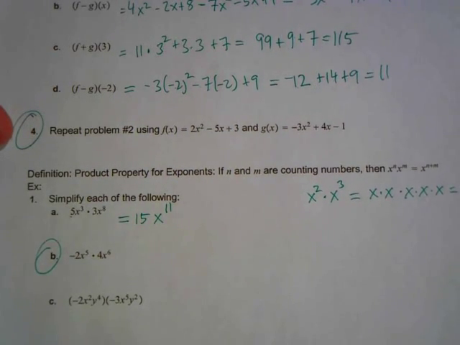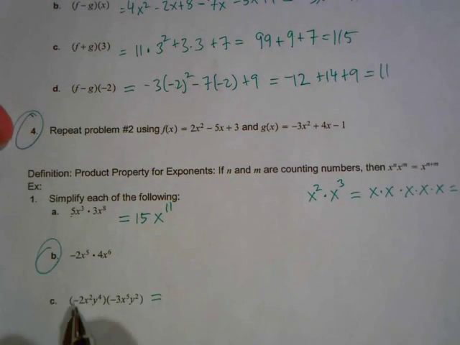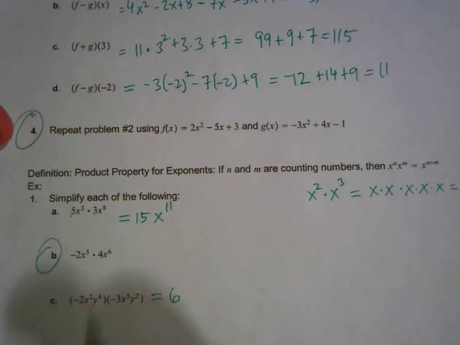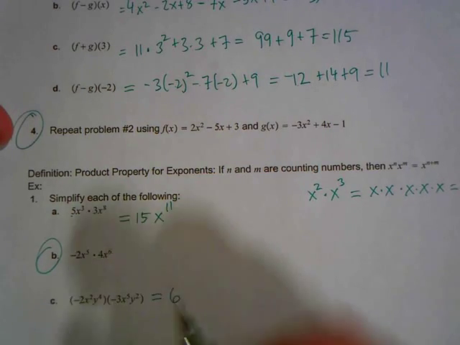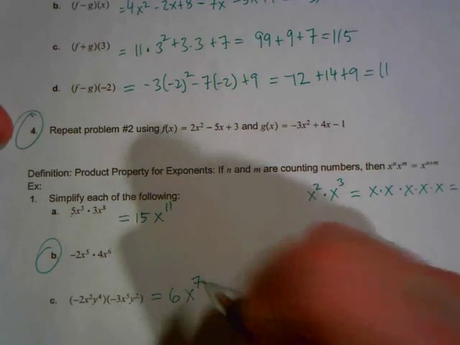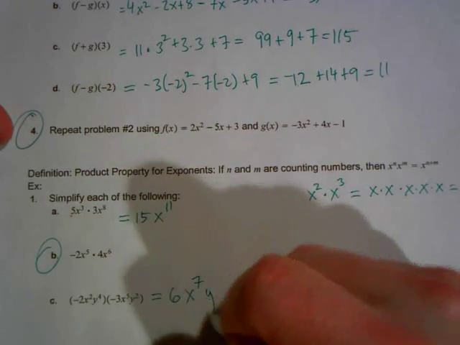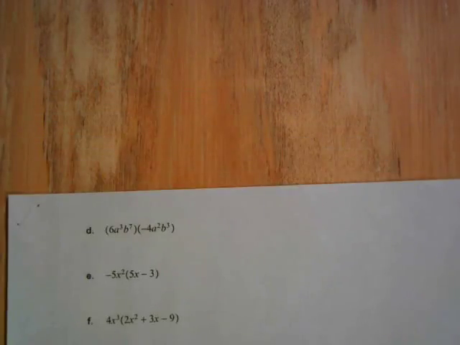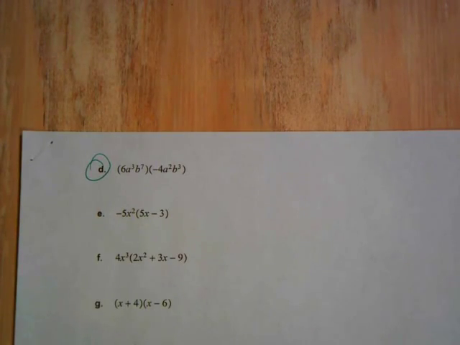C. C looks more complicated. It really isn't. Just more steps. We deal with our numbers. Negative 2 times negative 3, that's positive 6. X squared times x to the 5th. I add my exponents. 2 plus 5 is 7. And then my y's, y to the 4th, y squared. Again, I add my exponents, y to the 6th. We're getting close to the end. Last page. D is for you.